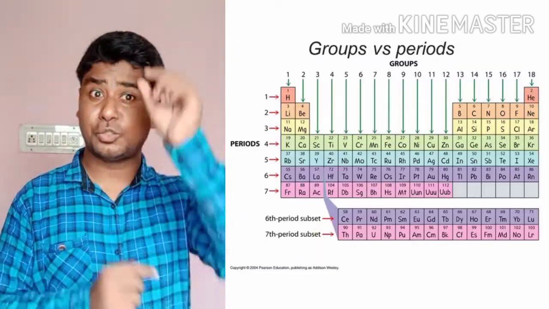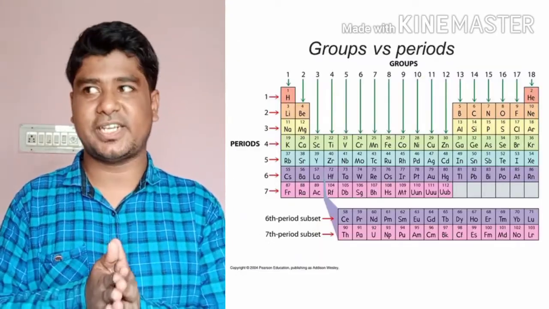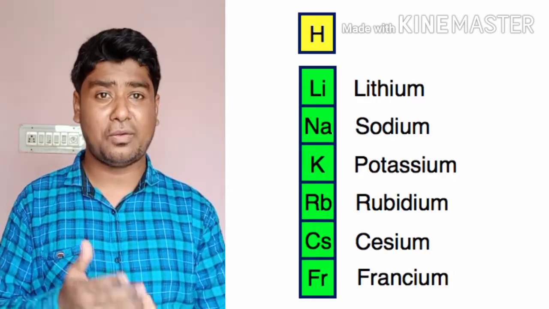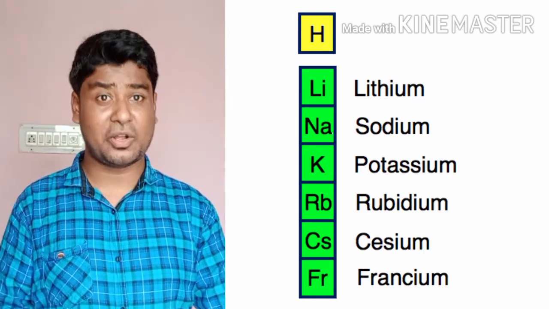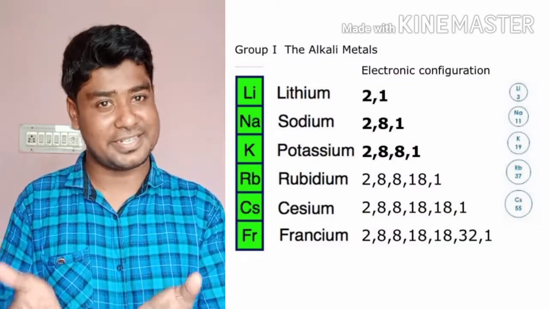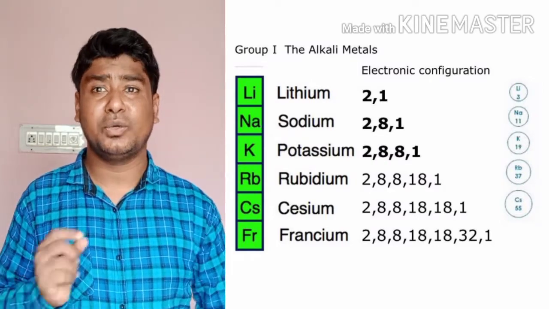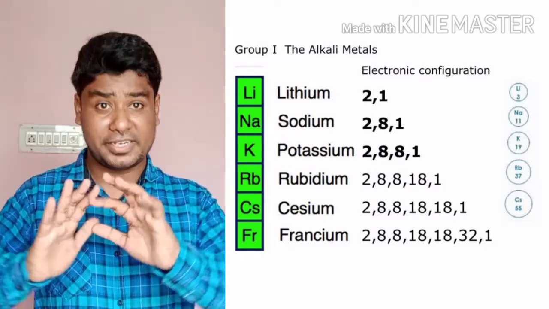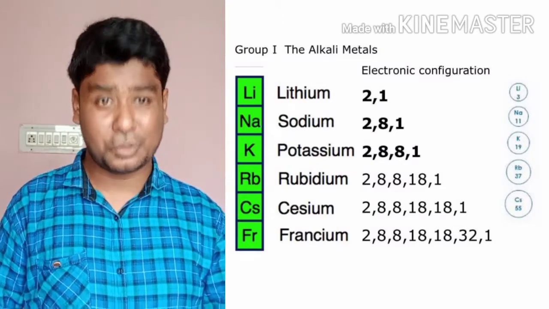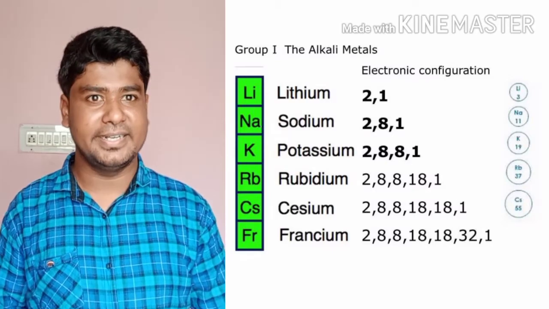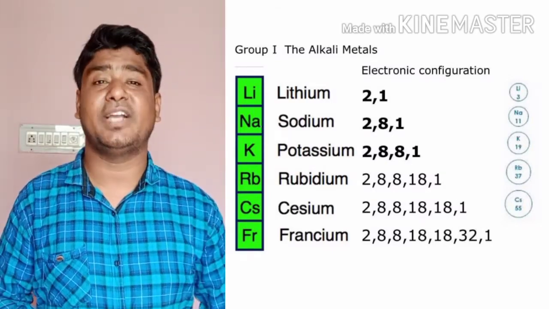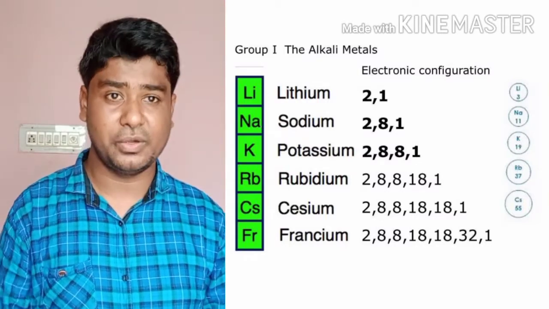When it comes to groups, the elements in a particular group will have similar properties, because they have the same number of outermost electrons, that is, the same valency. Due to this, the physical and chemical properties of elements are similar in a group. That we are going to study in detail, how the properties vary, in this video.